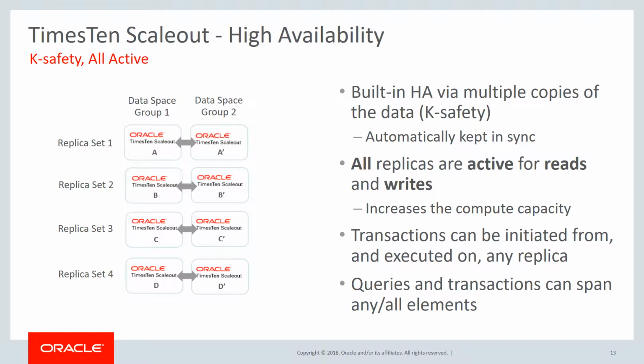Okay? As I said, you can initiate transactions everywhere, and the queries and transactions can span all these elements because they just see one big logical database. They're unaware of this lower level distribution. How does this provide fault tolerance? Well, I guess that's kind of fairly obvious, I hope.